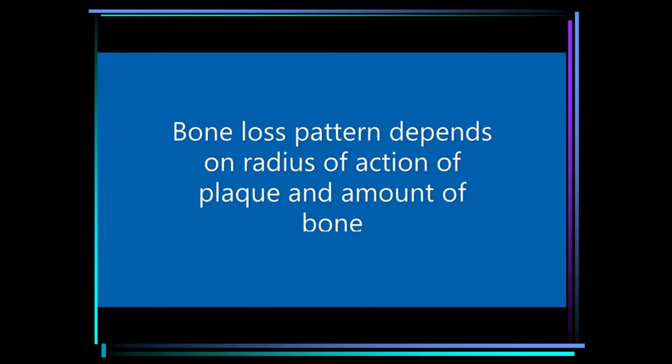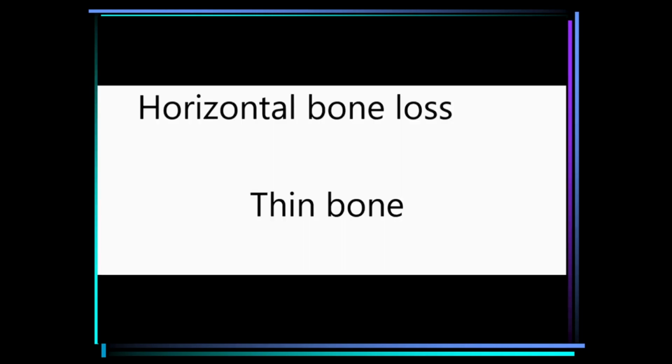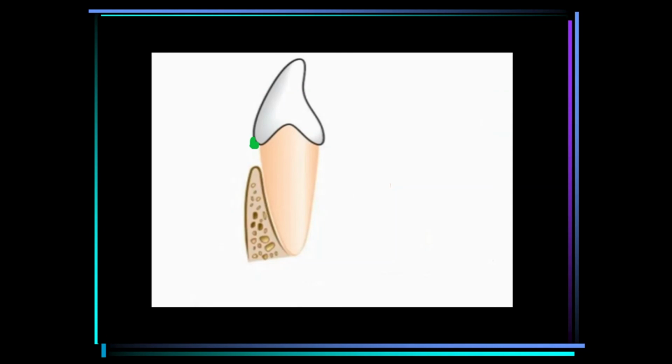Two important things to remember are the amount of bone that is there and the radius of action of plaque, which will determine the outcome or the pattern of bone that will be there. Thin bone, if plaque acts on it, all the bone will be gone, and hence horizontal.